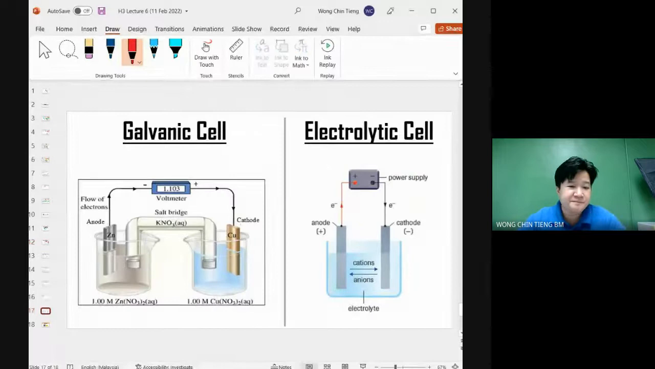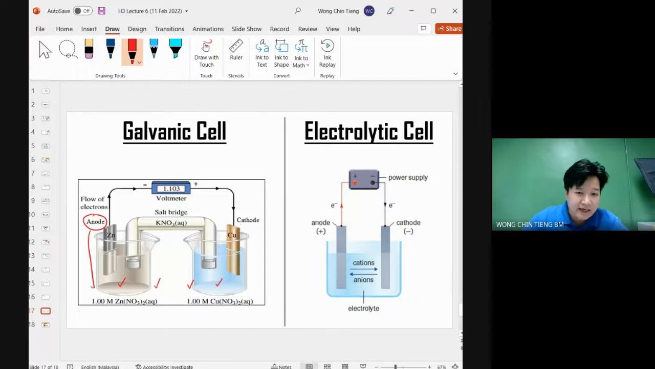Yang paling-paling penting. Budak selalu pening. Which one is galvanic? Which one is electrolytic? Ingat, galvanic kena ada dua electrolyte, kena ada dua beaker. Alright, dia kena ada electrolyte pertama, dia kena ada electrolyte kedua. Your anode akan rendam dalam electrolyte yang lain, your cathode akan rendam dalam electrolyte yang lain. Dan disebabkan kita ada dua beaker, kita kena ada salt bridge untuk melengkapkan litar kita. Alright? Berbanding dengan your electrolytic cell, kita hanya perlu ada satu beaker. Disebabkan hanya satu beaker, so satu electrolyte sahaja.